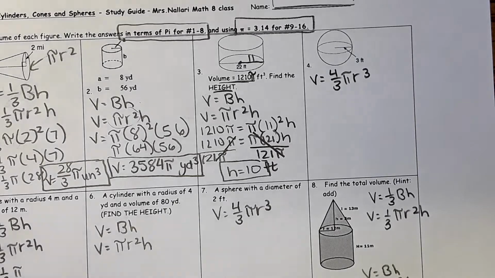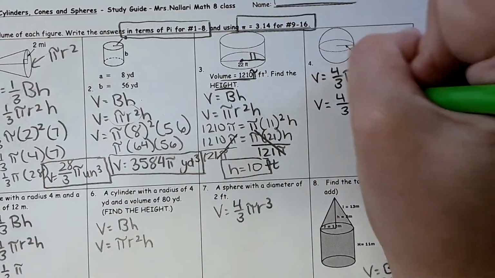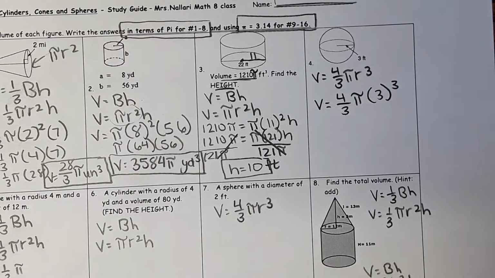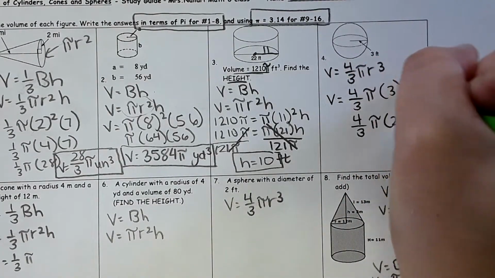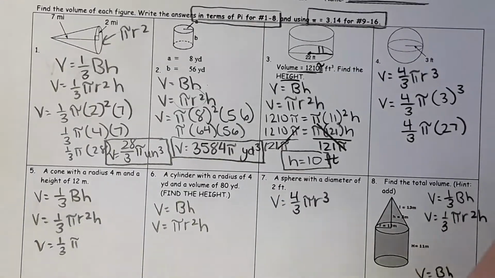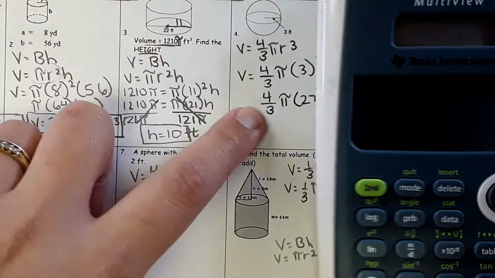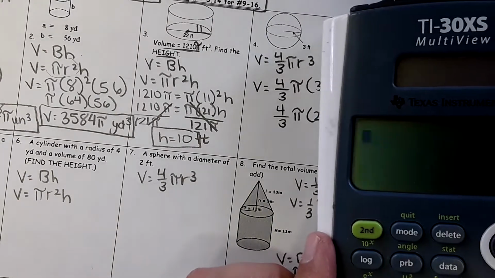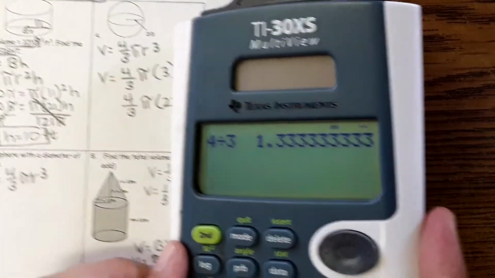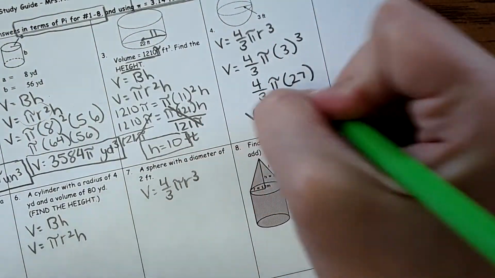And now we have a sphere. Sphere is 4/3 pi r cubed, so volume equals 4/3 pi. Radius is 3 cubed. 3 times 3 times 3 is 27. Okay, so at this point, I'm going to start plugging in a calculator. One of the questions I will get the most tomorrow is, how the heck do I plug that in a calculator? And I'm showing you right now. It's 4 divided by 3, so you get 1.333 repeating, and then multiply by 27, you get 36. So my answer here, volume equals 36 pi, and it's feet cubed.